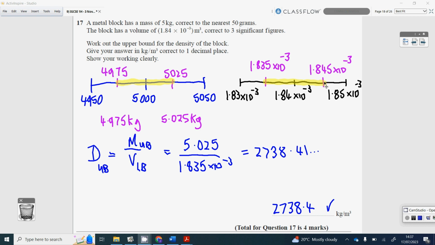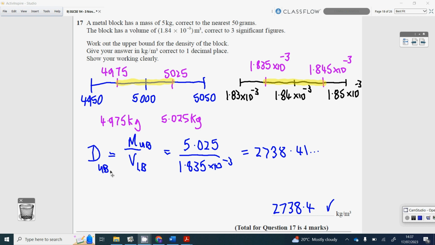So my lower bound is 1.835, halfway between 1.83 and 1.84, and 1.845, halfway between 1.84 and 1.85. So lower bound, upper bound. So do that as a working. You're picking up method marks all the time by showing that you've worked out the lower bounds and the upper bounds. Now, density equals mass over volume, and we're being asked to work out the upper bound for density.